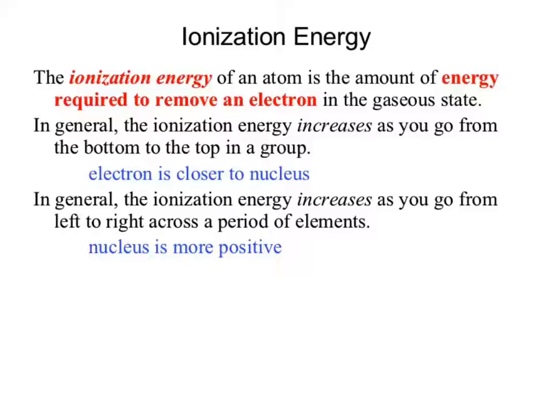Which atom would it be easier to remove an electron from? Francium or hydrogen? Why would it be easier to remove an electron from francium? It's larger, which means where are the electrons? Further from the nucleus, which means they are higher energy. By being further from the nucleus, they are also closer to the vacuum.